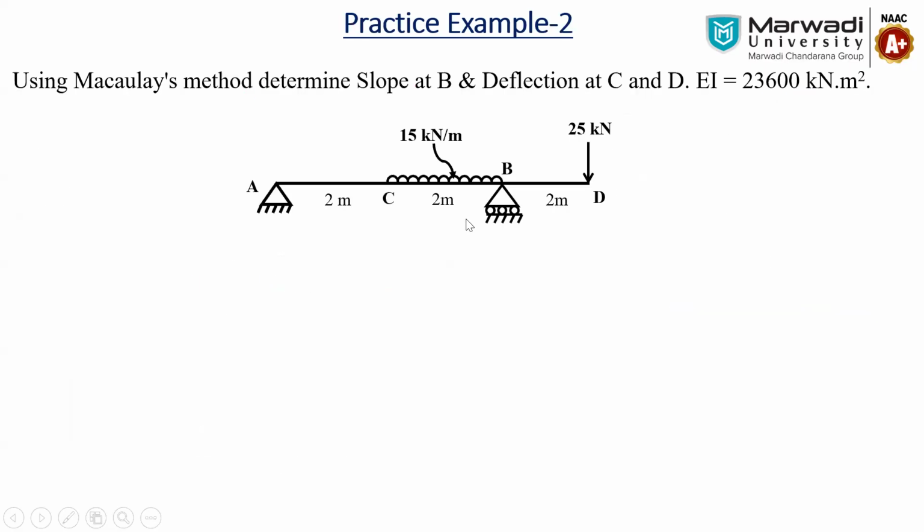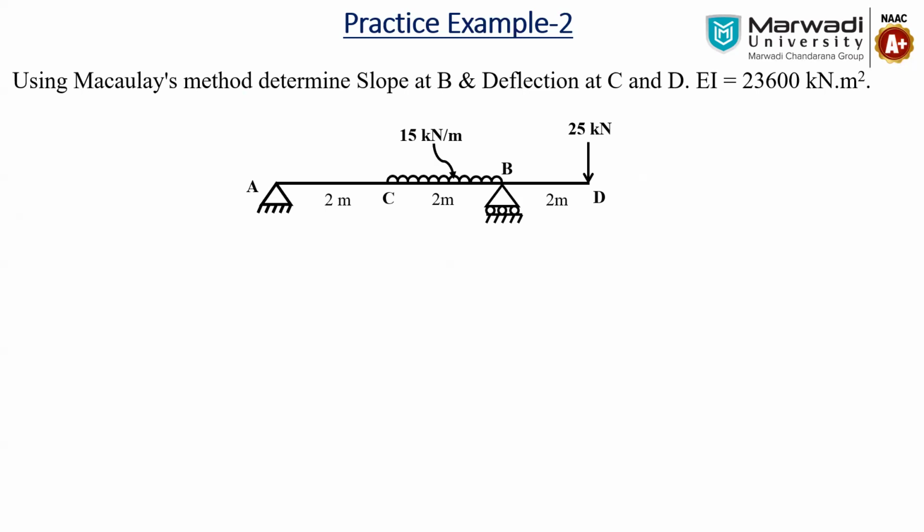If you just refer to this figure, there is an overhang beam. There is a hinge support given at A, while the roller is given at B, and there is a partial UDL over half the span, in the 2 meter, while there is an overhang portion of 2 meter, and the point load of 25 kilonewton is acting at the free end of the beam. The EI value is given as 23600 kilonewton meter square, and we have to find out the slope at B and the deflection at C and D.